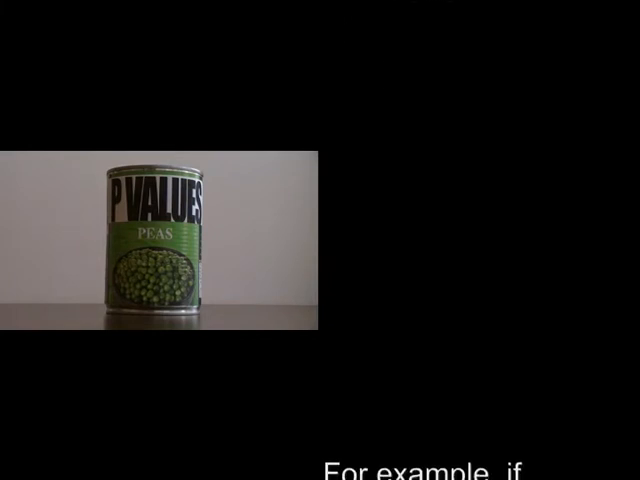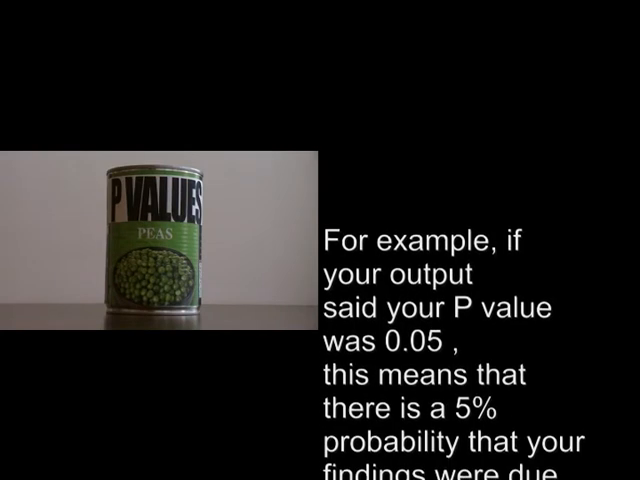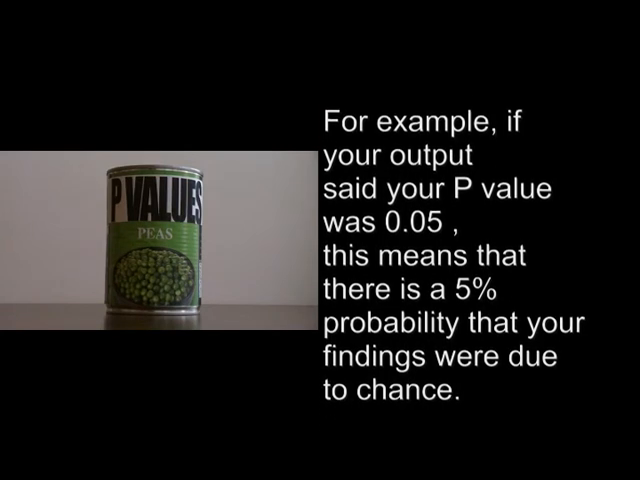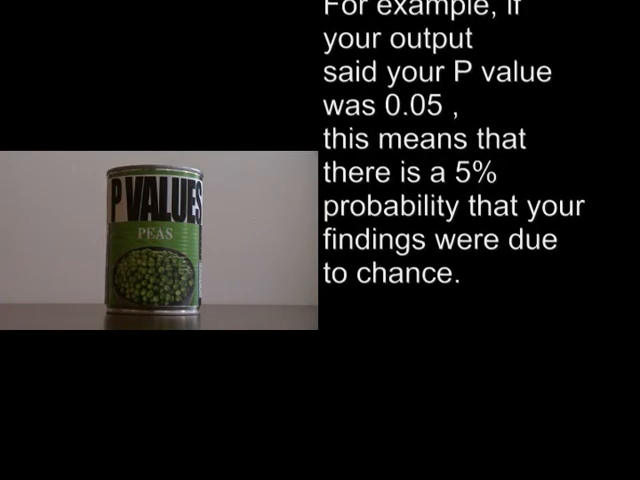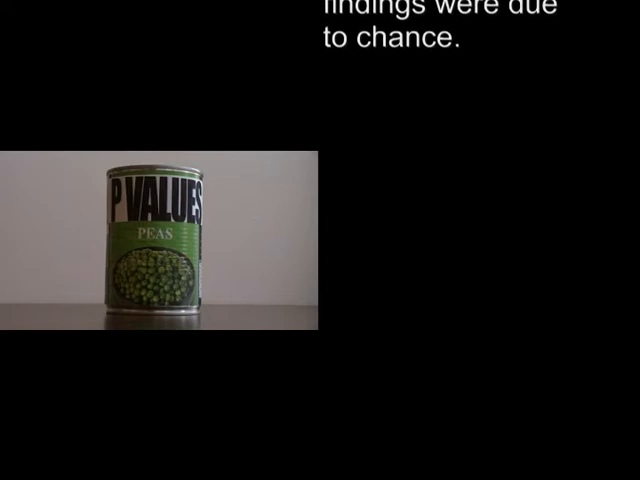So for example, if your output said that your p-value was 0.05, what this means is that there is a 5% probability that your findings were actually due to chance. Let's have a look at an example to explain this further.